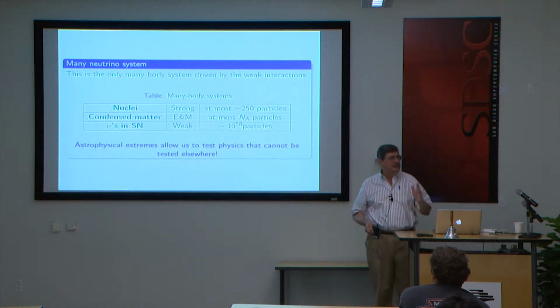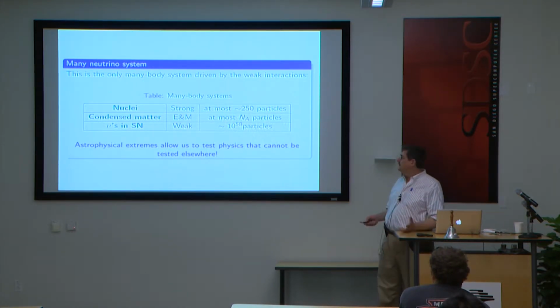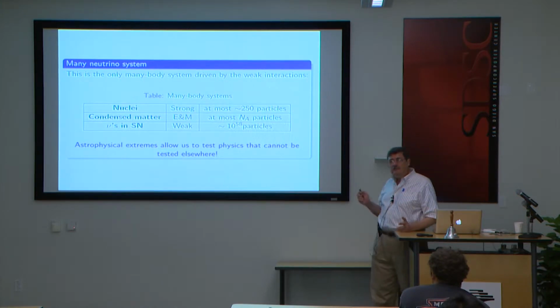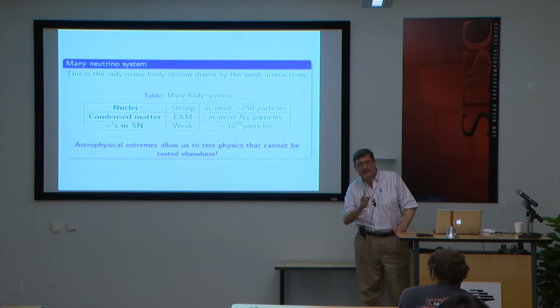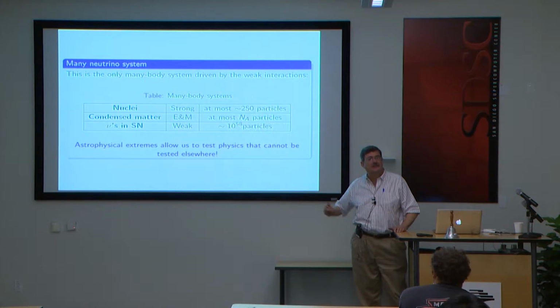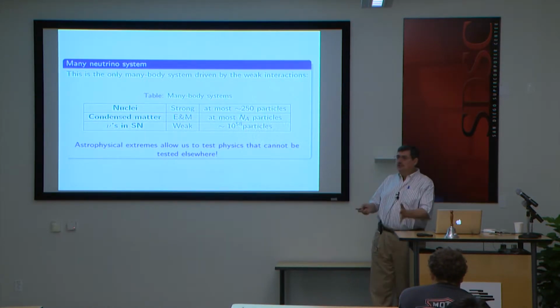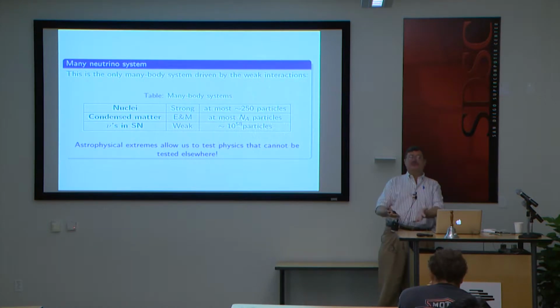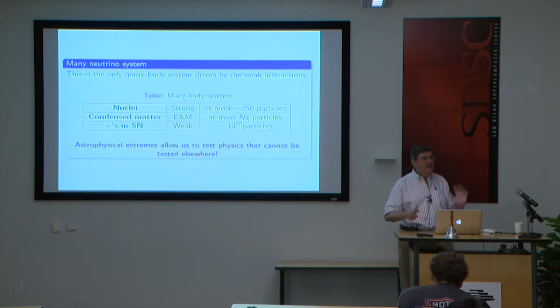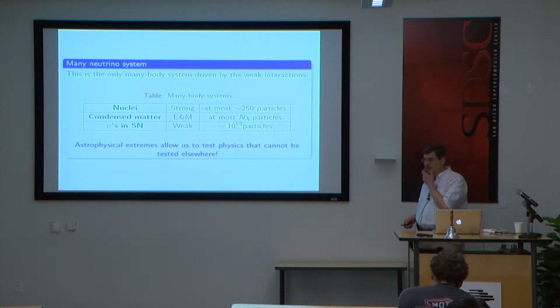And this is actually a perfect example that astrophysical extremes allow us to test physics that you cannot test in any other way. As a matter of fact, the neutrino-neutrino interaction is in the standard model. It's not new physics, but there is no other way to test that interaction except in this particular problem.